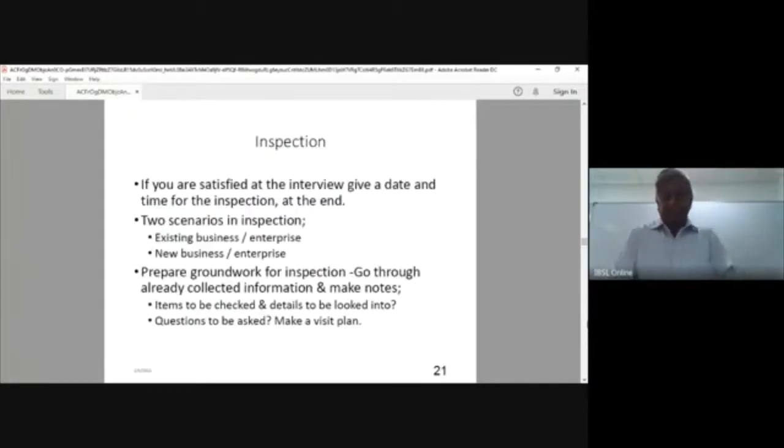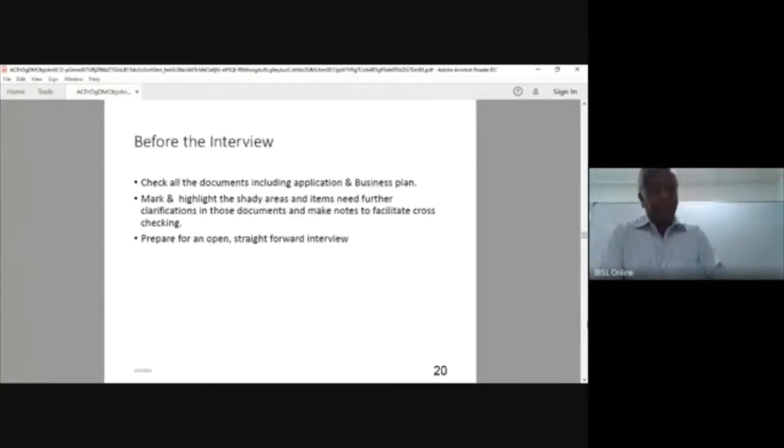Then if the interview is successful, good. If you are satisfied with everything, the customer behaved well and told you the truth, you can judge. Then if you are satisfied with the interview, you have to carry out the inspection.